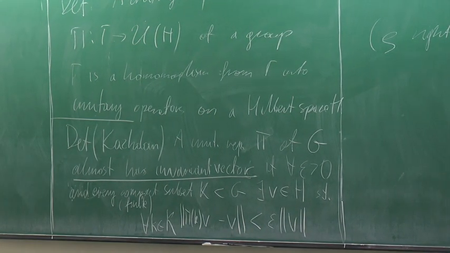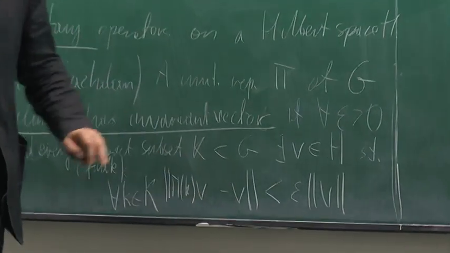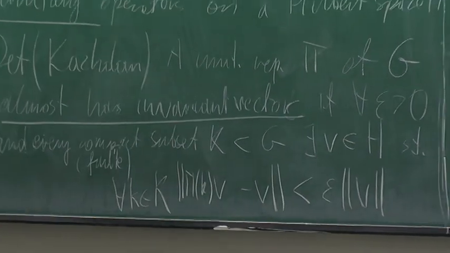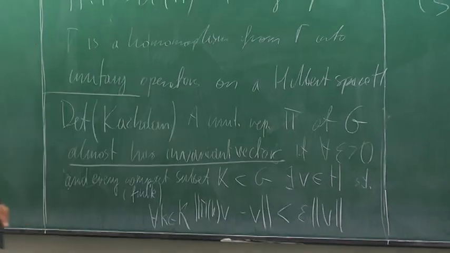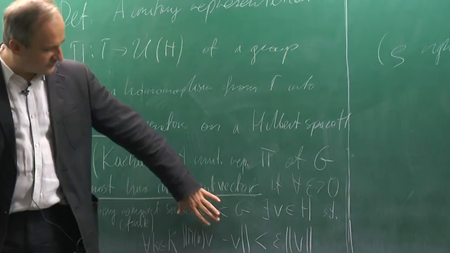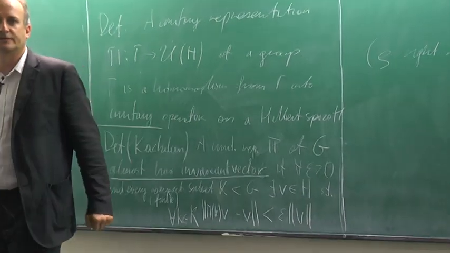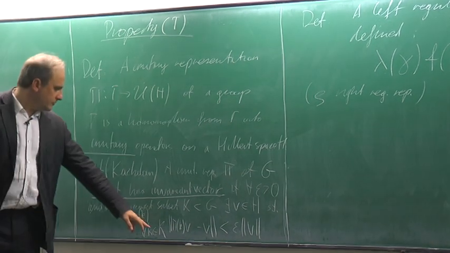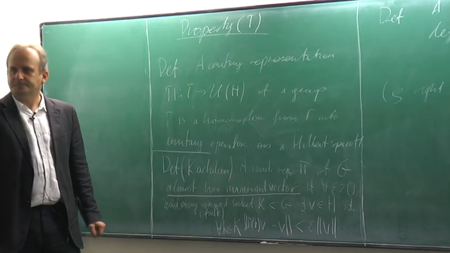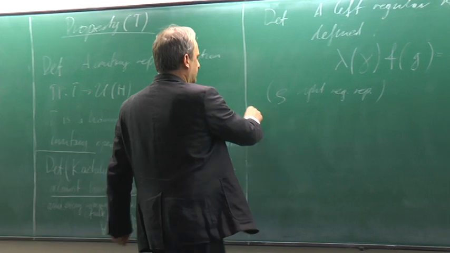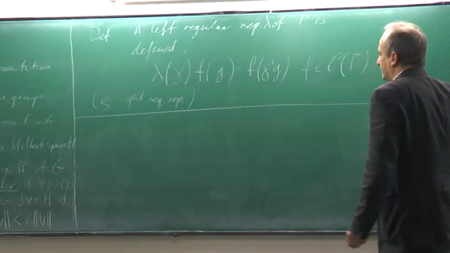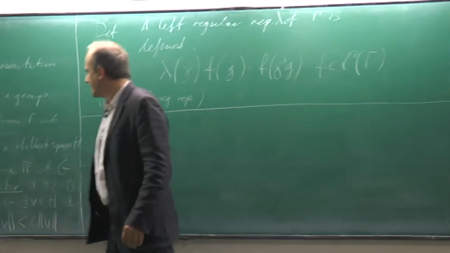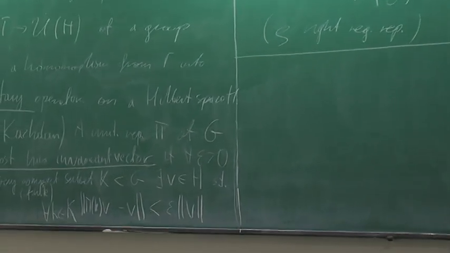Being invariant means that this difference would be zero for every element in the group G, but being almost invariant means that this difference will be less than epsilon for every k in this compact or finite subset K. Okay, and immediately let me give you an example which shows the interest of this definition.